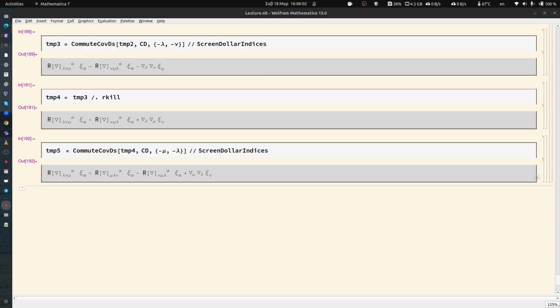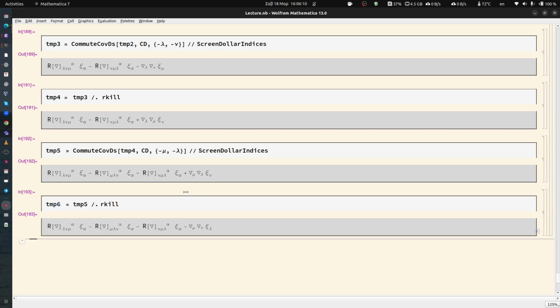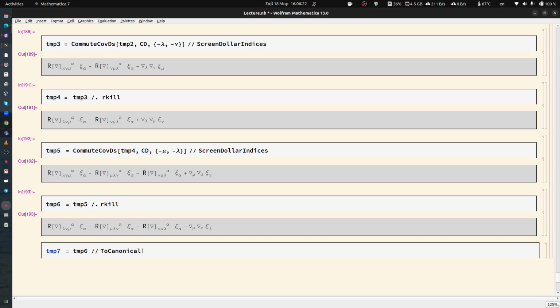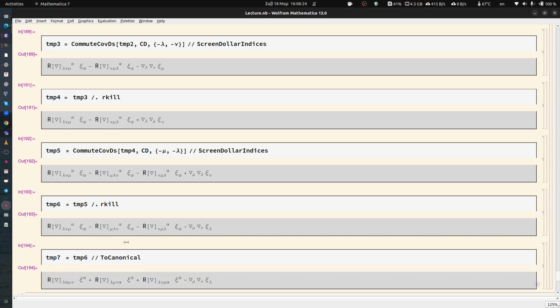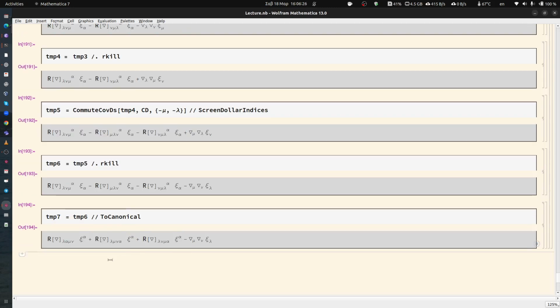And I apply the Killing equation to change lambda nu here to nu lambda. And I obtain this minus sign. So let's write this in a canonical form.